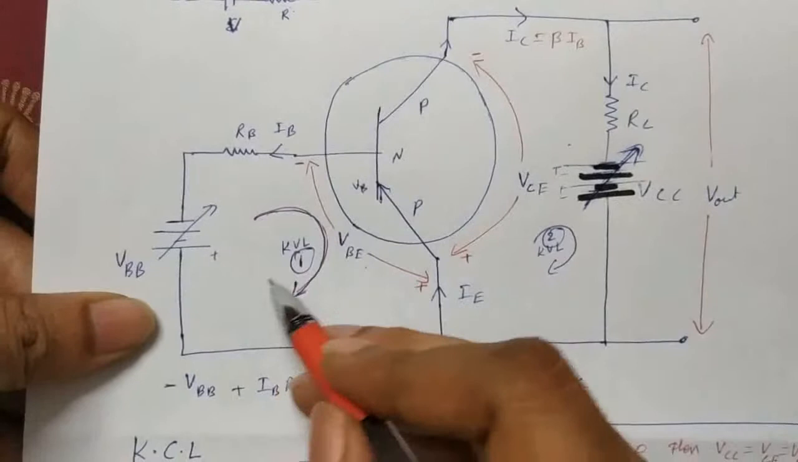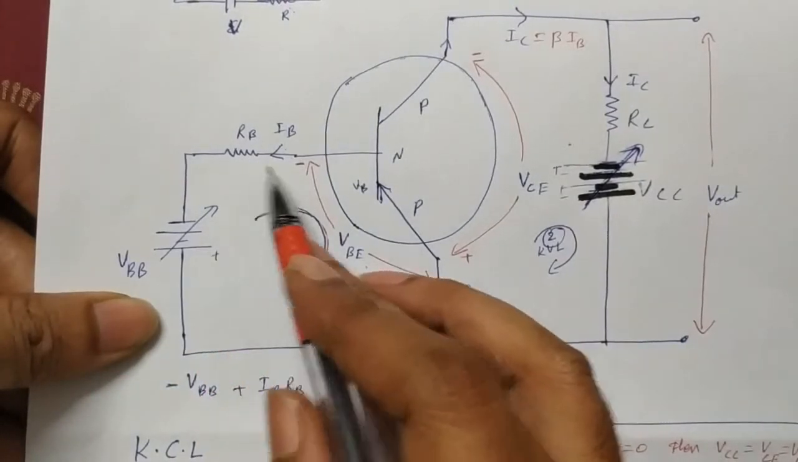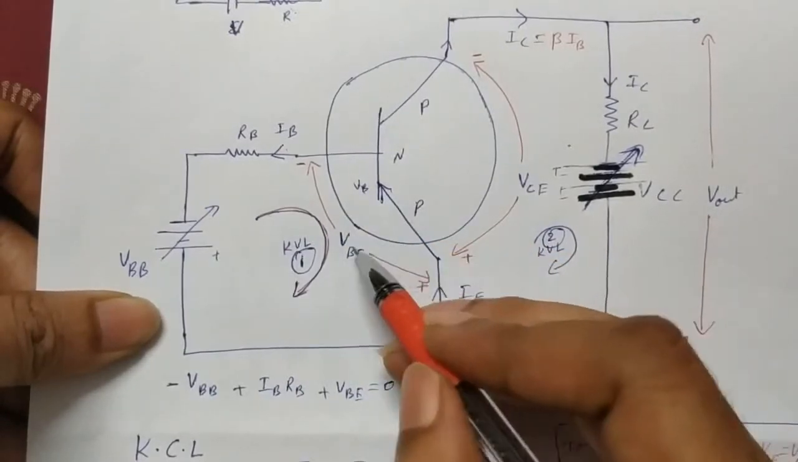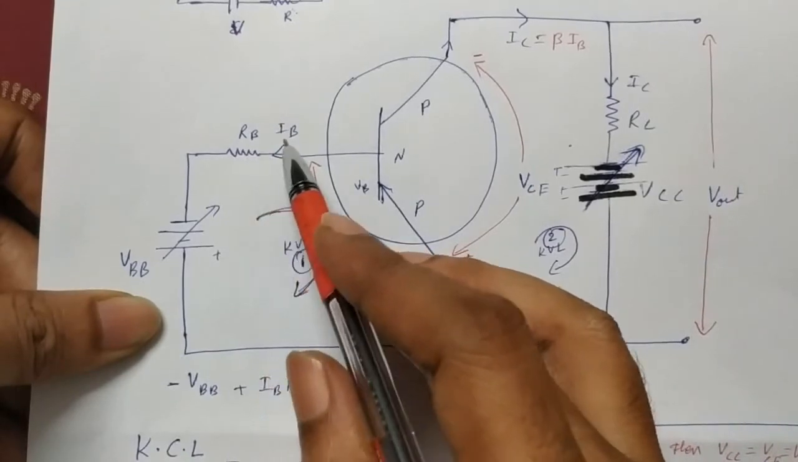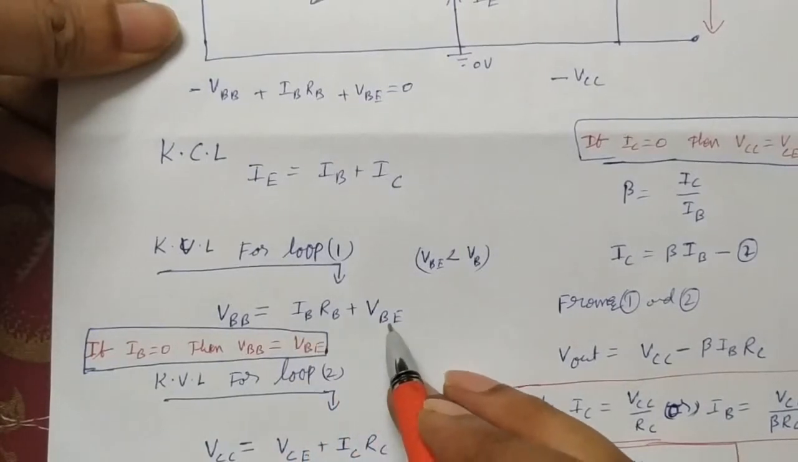In the first loop, VBB is the power source, and that voltage will be shared between the resistor and the transistor. Here, what is the potential across the transistor? Here it is VBE, and across the resistor the potential difference is the current into the resistance, IB into RB. From that, we can write VBB equals IB RB plus VBE.